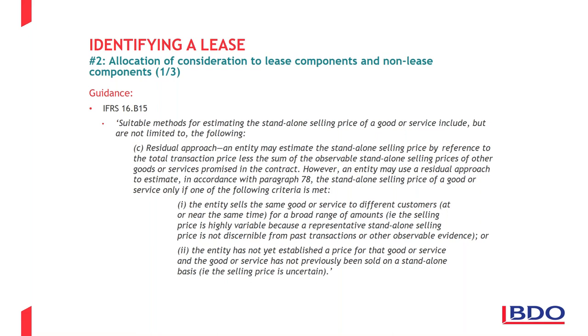Now, here is a similar argument. You look at all these other things first, and then you would only use the residual approach. And if one of the following is met: the entity sells the same good or service to different customers at or near the same time for a broad range of amounts. So the selling price is highly variable because a representative standalone selling price is not discernible from past transactions or other observable evidence. So you cannot really determine a standalone selling price. It's a range. Or the entity has not yet established a price for that good or service, and the good or service has not previously been sold on a standalone basis. So this selling price is uncertain. So they are giving us guidance on when we can use the residual approach.